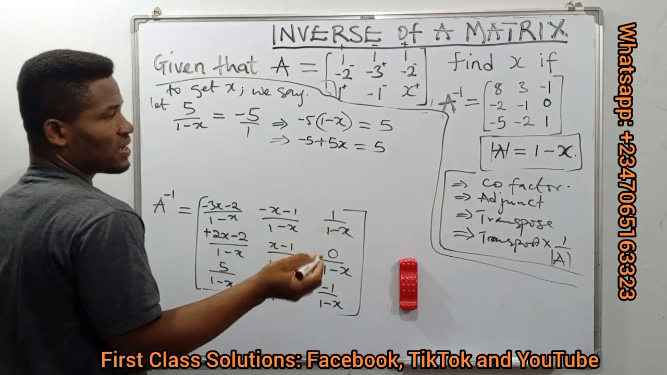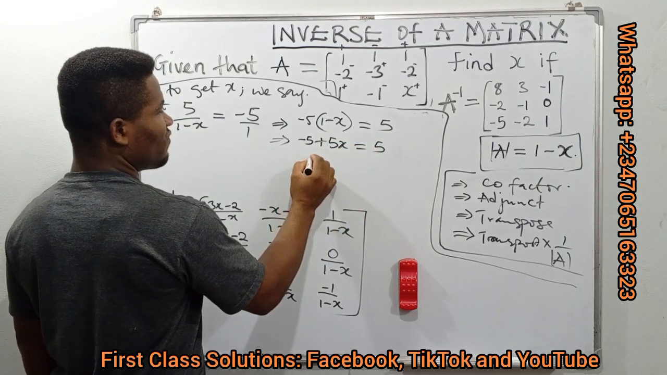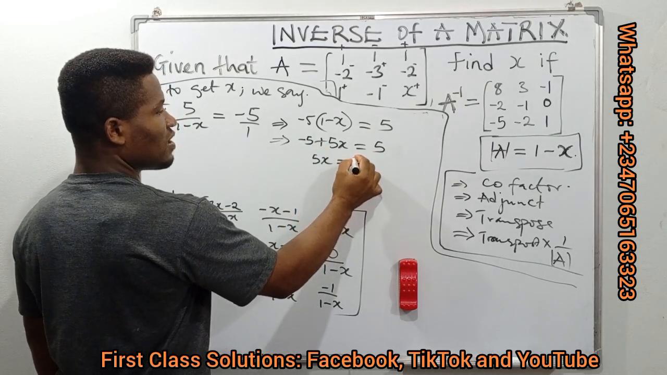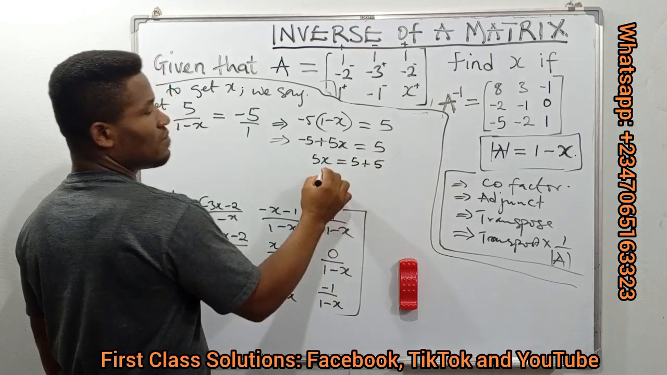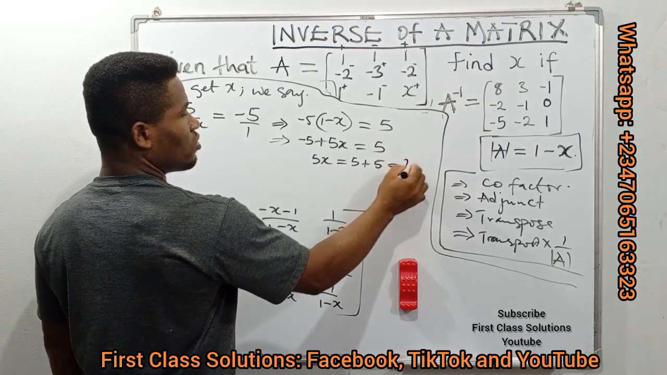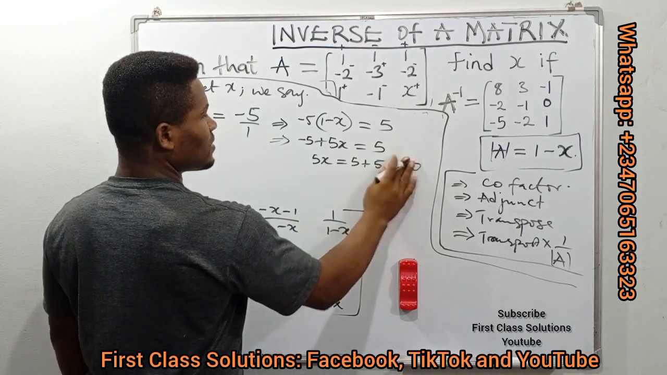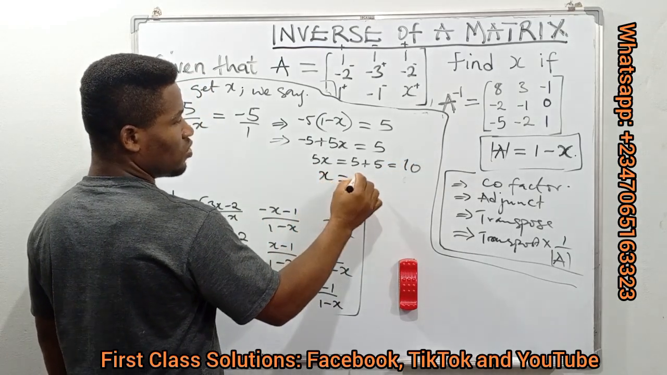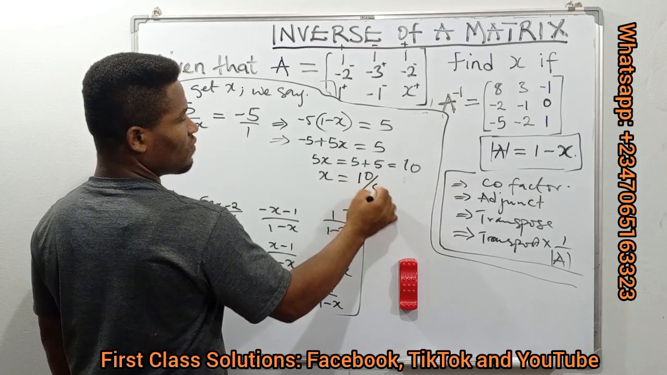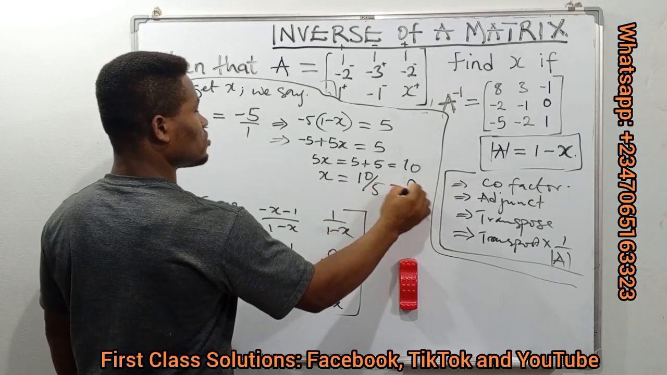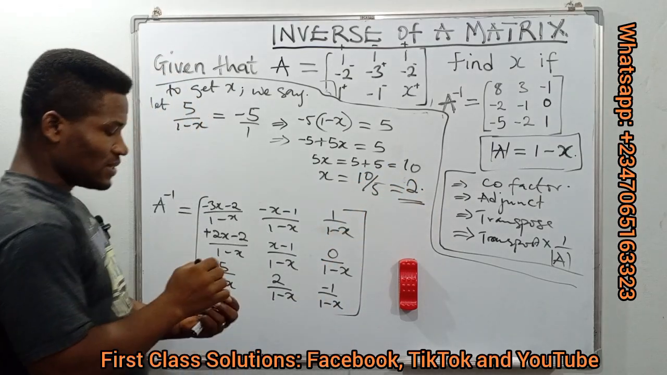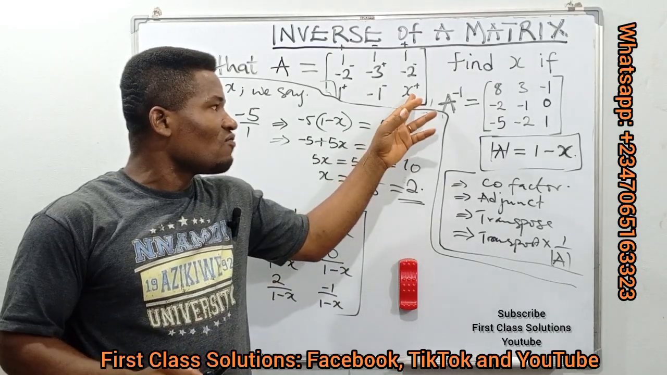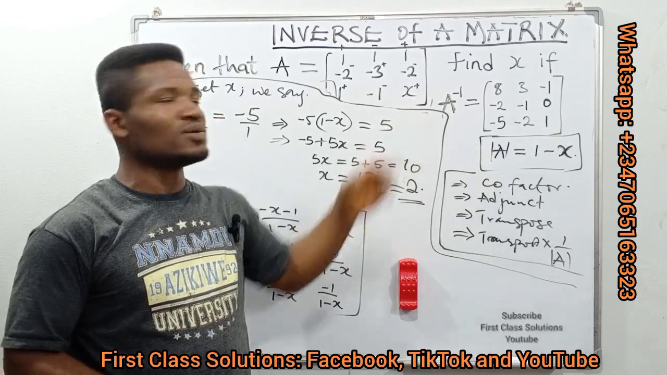So if that's the case, just collect like terms. Take this to the other side. We have 5x being equal to minus 5 going here becomes plus 5. You have 5 plus 5, which implies that 5x is equal to 10. If 5x is equal to 10, it implies also that x is equal to 10 over 5, and x is equal to 2. So it means that we've had our x being equal to 2, in the sense that the original value of x that was supposed to be here is 2.